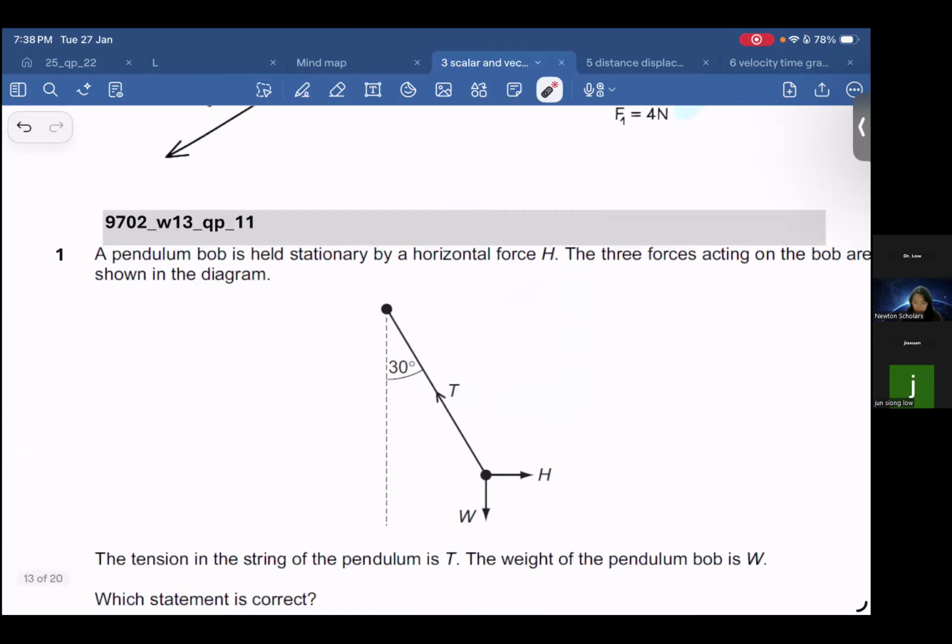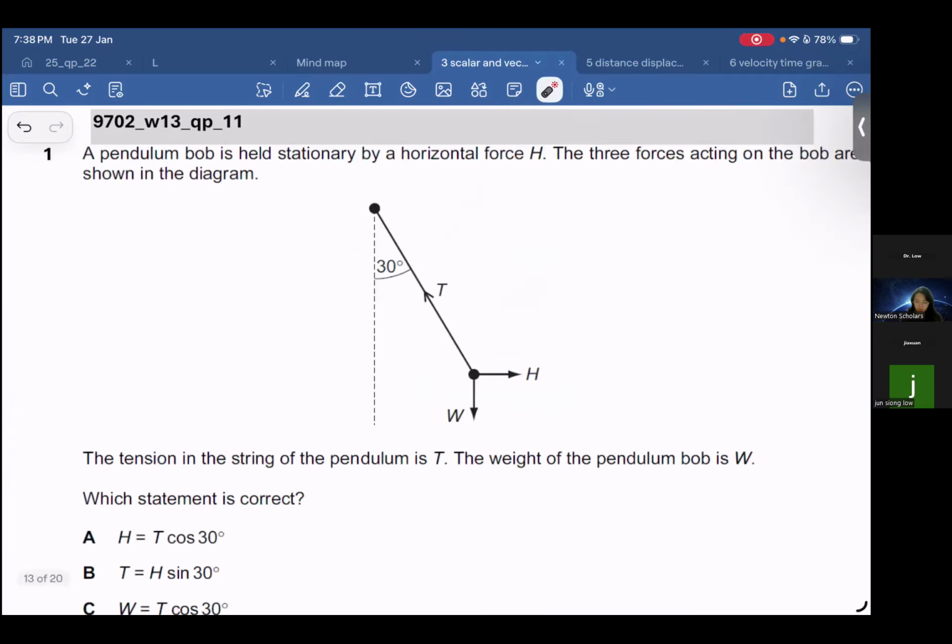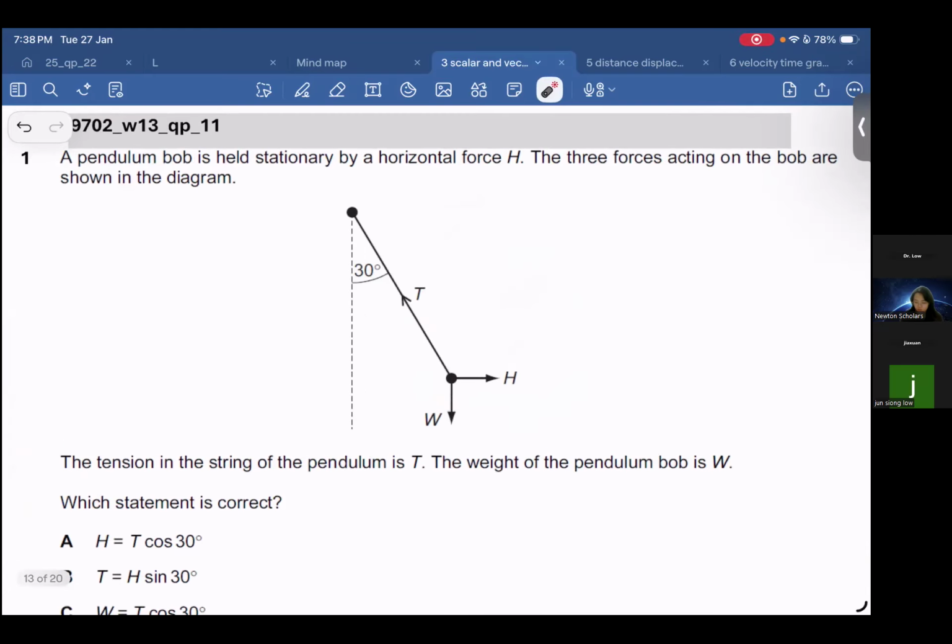So here we come to the past year question. A pendulum bob is held stationary by a horizontal force. Okay, boys and girls, we highlight this. This is a keyword, stationary. Stationary means that it's not moving. Not moving, what does it mean? Meaning that the force is balanced. When the force is balanced, what does it mean? Equilibrium. So these three forces must balance each other.